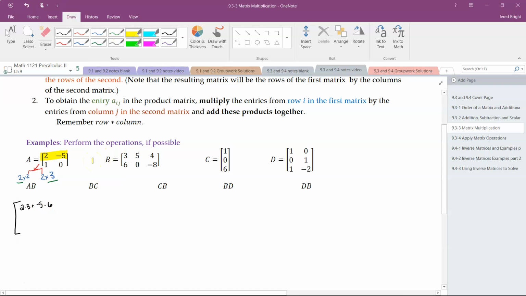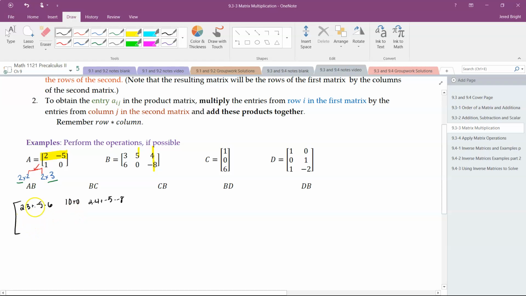That's the upper left entry. Now I repeat that process, going through all the columns. So it'd be row times second column, and that would go in this entry. This is A12, so first row, second column. Again here, this would just be 10 plus 0. Next one, I now do row 1, column 3. So 2 times 4 plus -5 times -8.